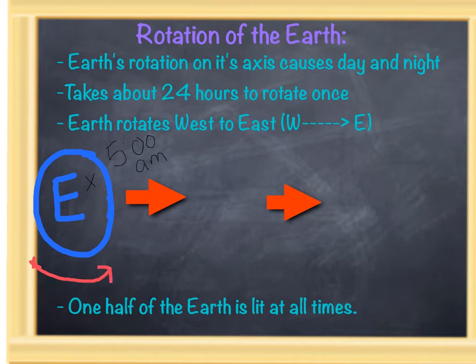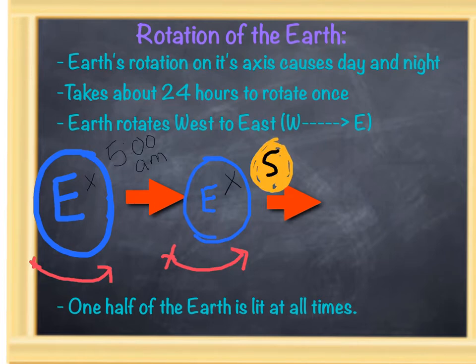What's happening is, as we're going towards the east, we're going towards the sun. That means that the east, which New Jersey is in, gets to see the sun first. We'll say this is 7 a.m.